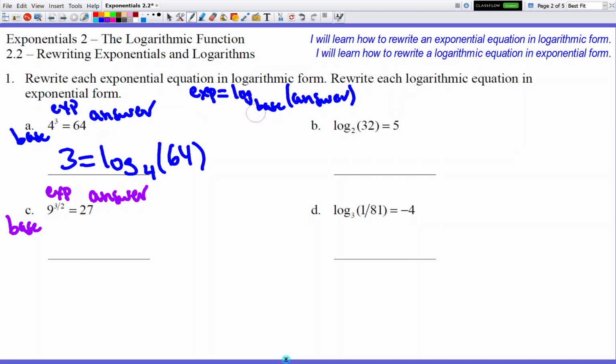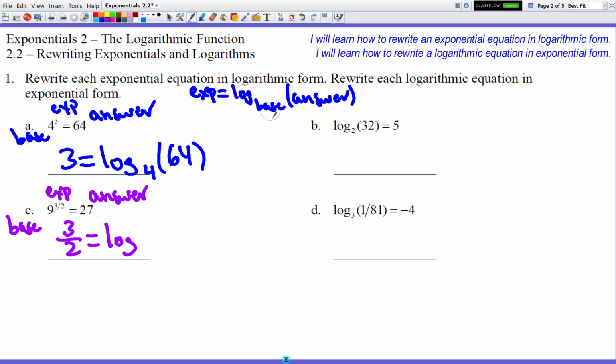First thing in log form says write the exponent. So who's sitting in the exponent spot? Is 9 sitting in the exponent spot? No, 9 is sitting in the base spot. Is 27 sitting in the exponent spot? No, 27 is sitting in the answer spot. Well, 3 over 2 is sitting in the exponent spot. So we start off by writing 3 over 2, then equals, then the word log.